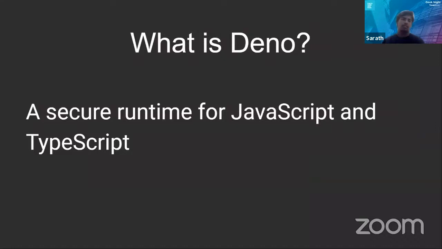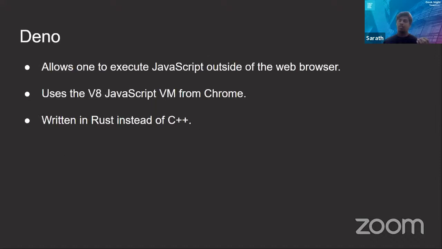So what is Deno? This is a description I found on GitHub: a secure runtime for JavaScript and TypeScript, which is quite simple because Node.js is also a server runtime for JavaScript. So what is the difference between Node and Deno? Deno allows you to execute JavaScript outside the web browser. That's exactly what Node does.